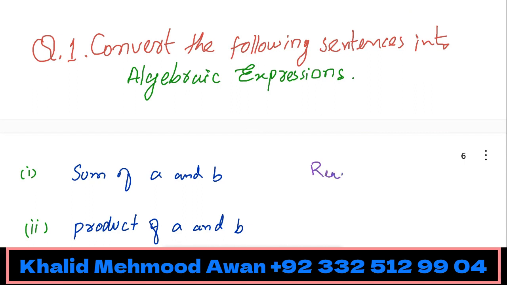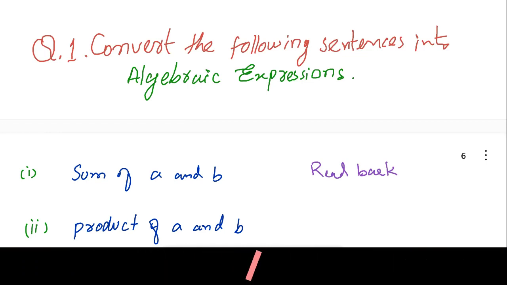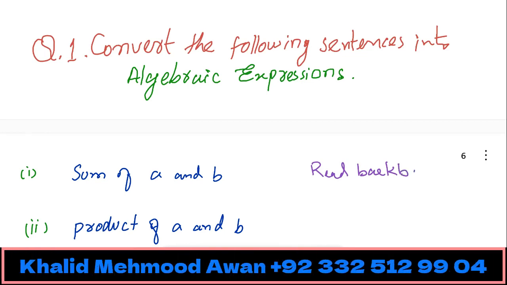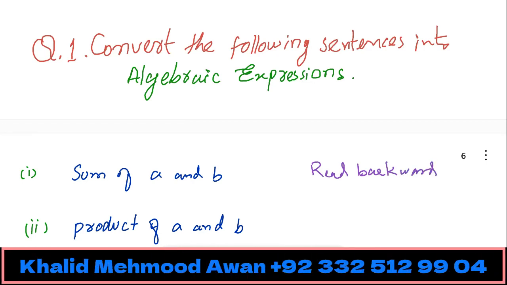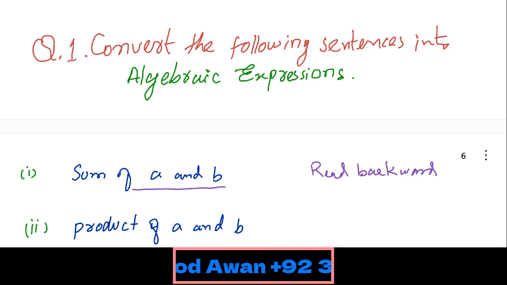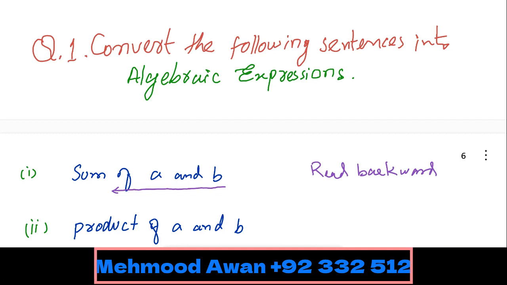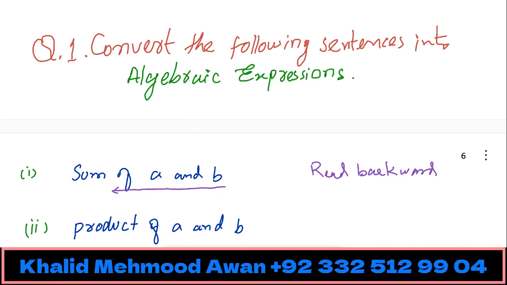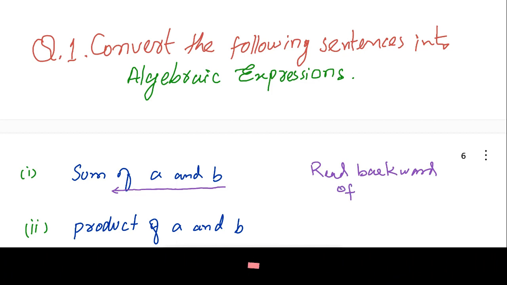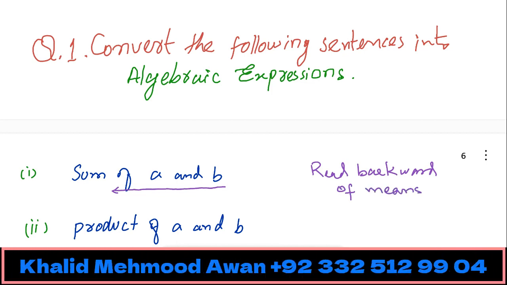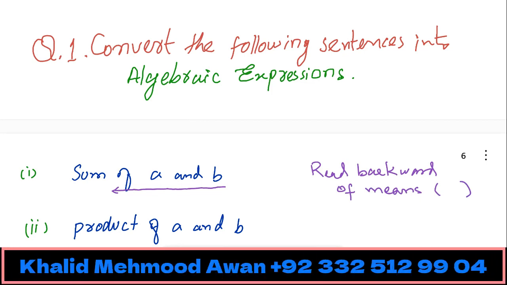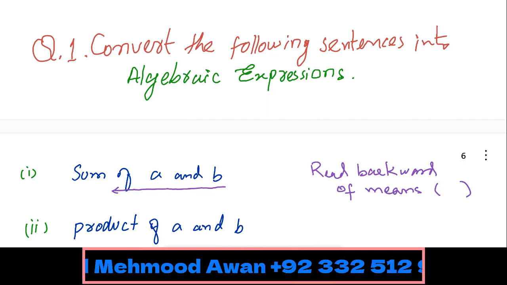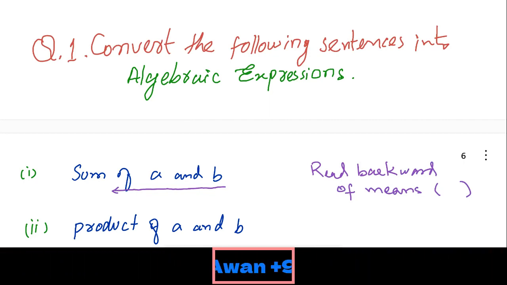read backward. We should not read it like an English statement. We have to read backward, like we'll be reading from this side, and then we'll be focusing on of. So of means bracket. So that's why we'll be replacing this of with a bracket, and then we'll see that of is representing of what thing. So now I'm translating this.